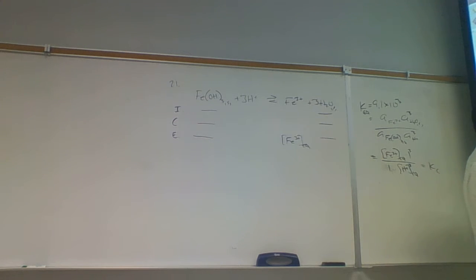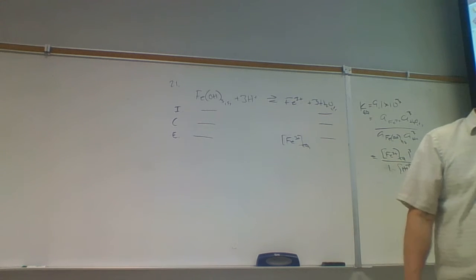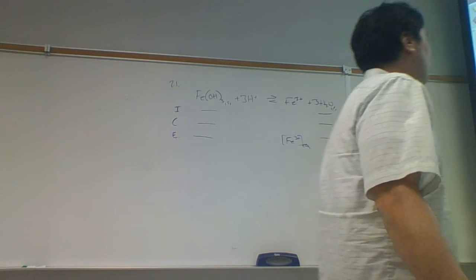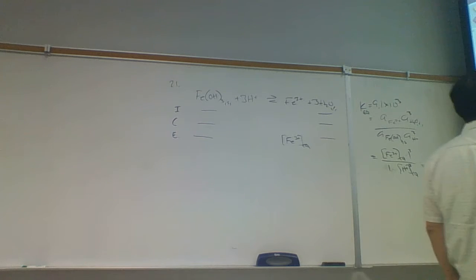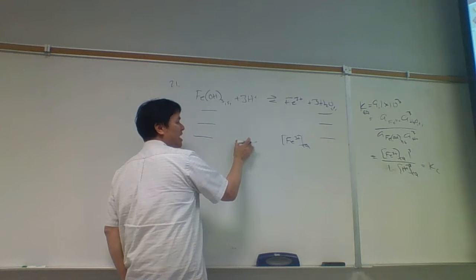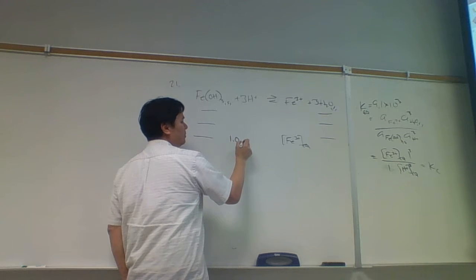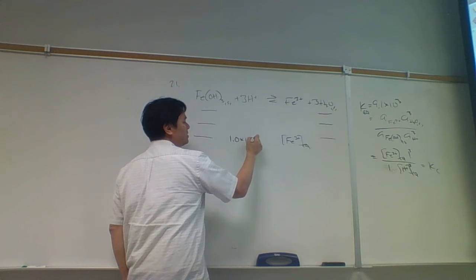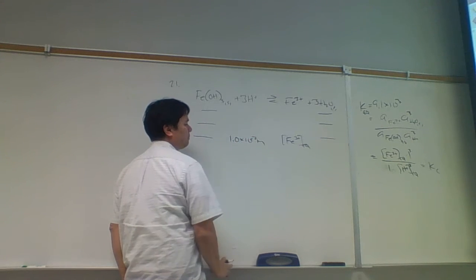At pH 7, the H+ they gave us here, is that H+ initial or H+ at equilibrium? Well, they want the equilibrium concentration at this pH, and so that means this has got to be the H+ concentration at equilibrium. And so at equilibrium we're going to have 1.0 times 10 to the minus 7 molar.